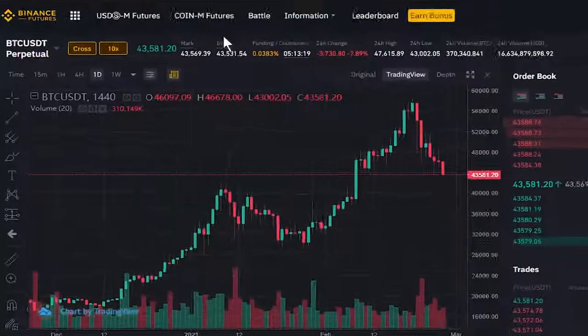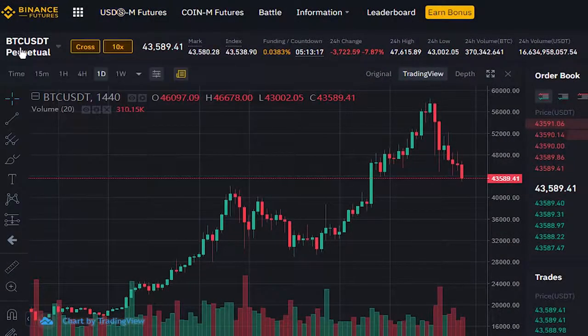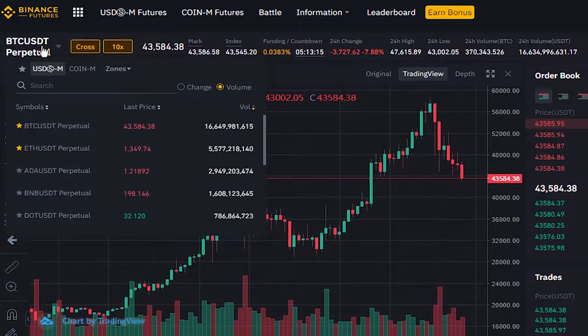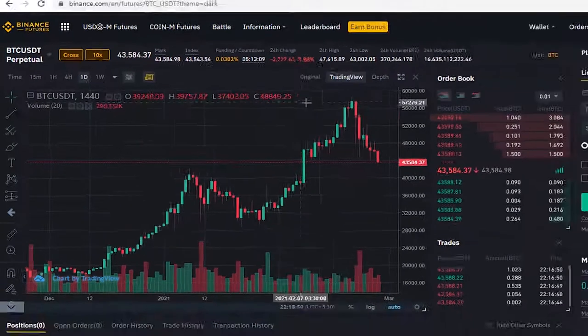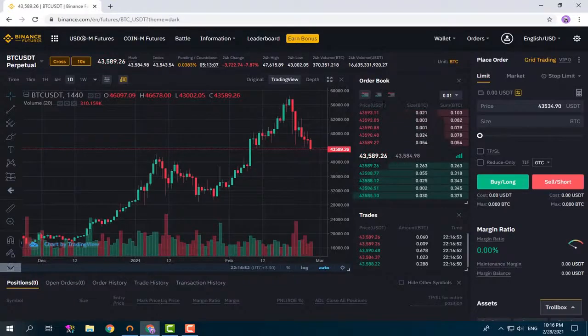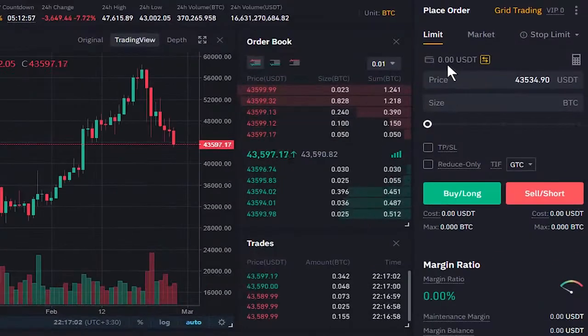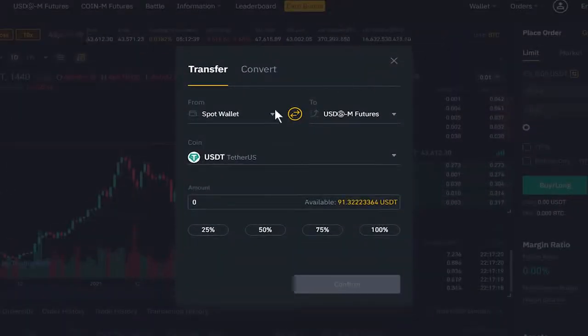We've already chosen USD-M futures and the BTC USDT perpetual contract is selected. The first thing that we must do is transfer USDT to our account here in the futures wallet for USD-M futures. Here you see that we don't have any USDT available, and by clicking on transfer, we can transfer USDT from the spot wallet to the USD-M futures wallet.